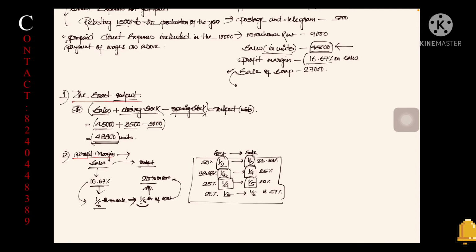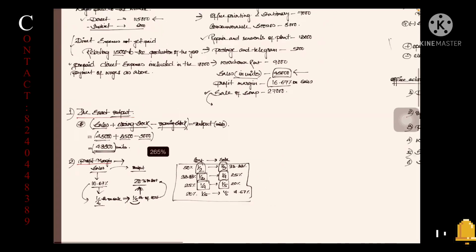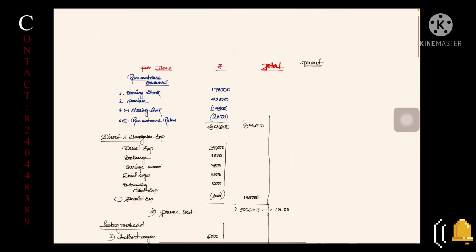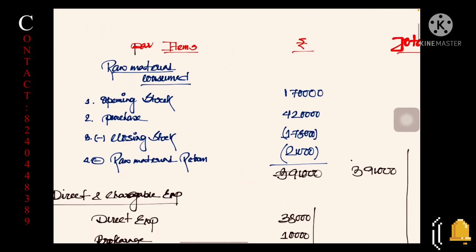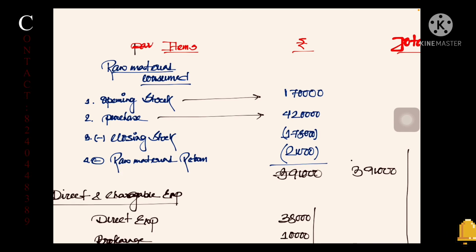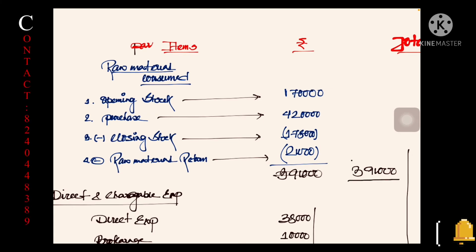Now two things are very clear: the exact output and the profit margin. Now the question comes, how to proceed? First, we have to begin with the raw material consumed. Here in the question you are given information such as opening stock and purchases. We add them, and then deduct the closing stock and raw material return. We figure out the raw material consumed, which is 3,91,000. Everyone, please look: opening stock plus purchase minus closing stock and minus raw material return.